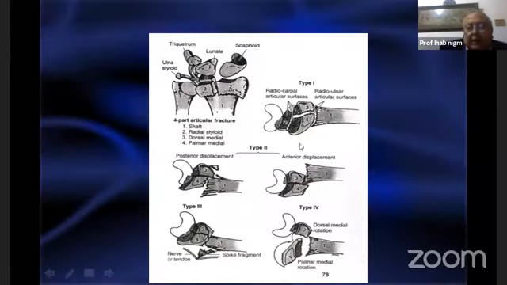In type 1, it is undisplaced. In type 2, the die punch fragments act as one unit, either displaced dorsally or palmarly. In type 3, it is like type 2, but with a spike fragment. This is a special type, and its importance is the compression of the median nerve. In type 4, the dorsal and palmar medial die punch fragments are displaced in opposite direction.